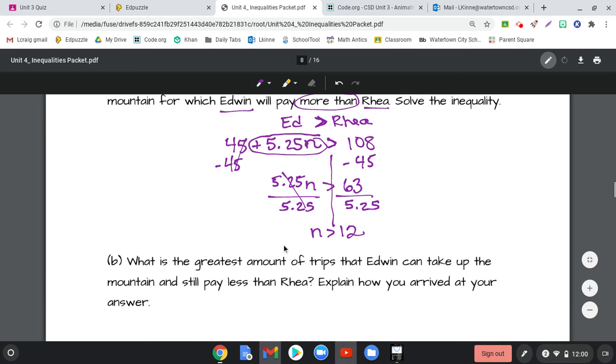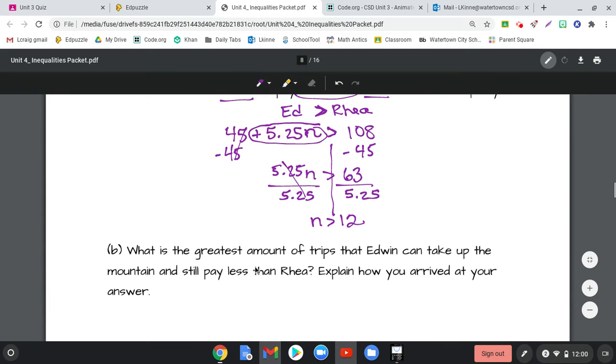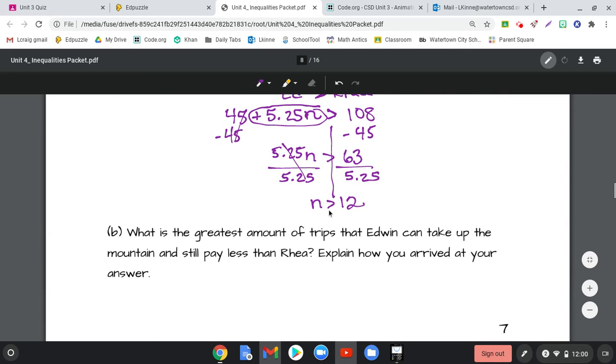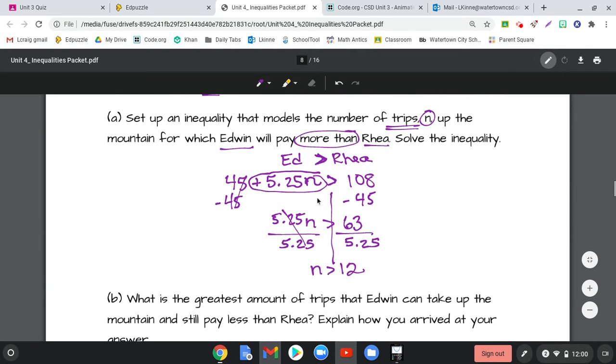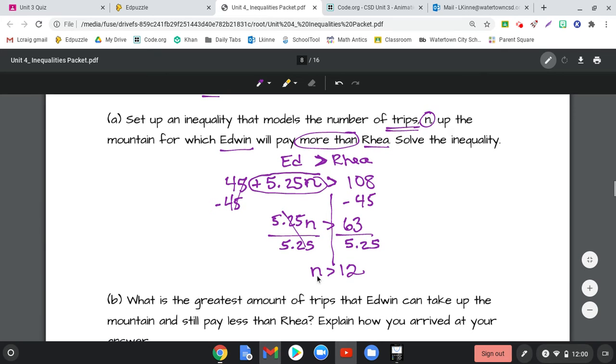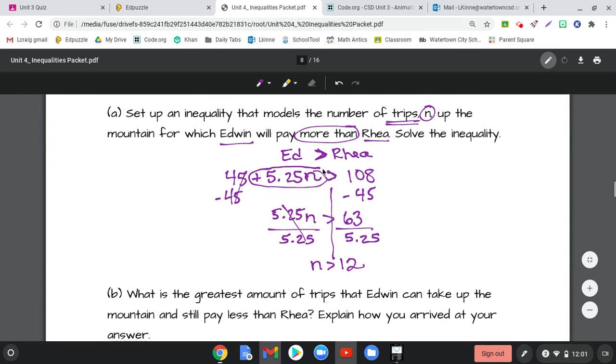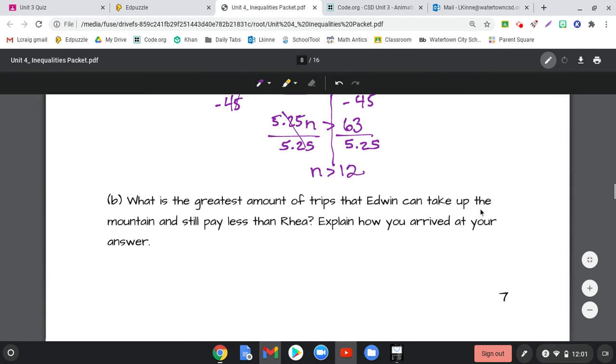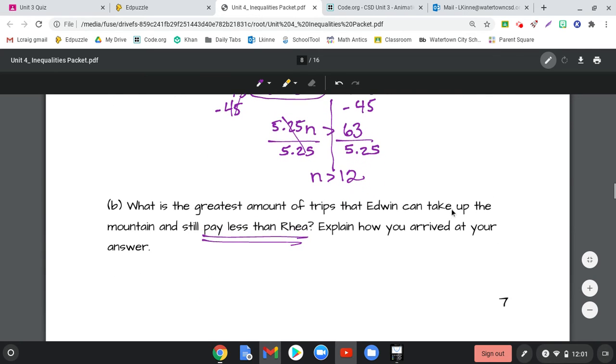All right. It says, what is the greatest amount of trips that Edwin can take up the mountain and still pay less than Rhea? All right. Now be careful. Look at how it's written. So basically, the number of trips for him to pay more than her would be 12. All right, so let's do some guessing here. We want to know when he's going to pay less than Rhea. So it's a little bit tricky here.